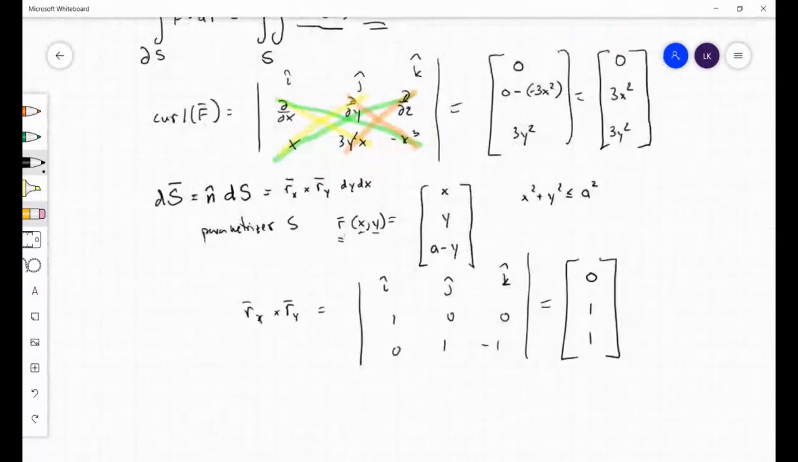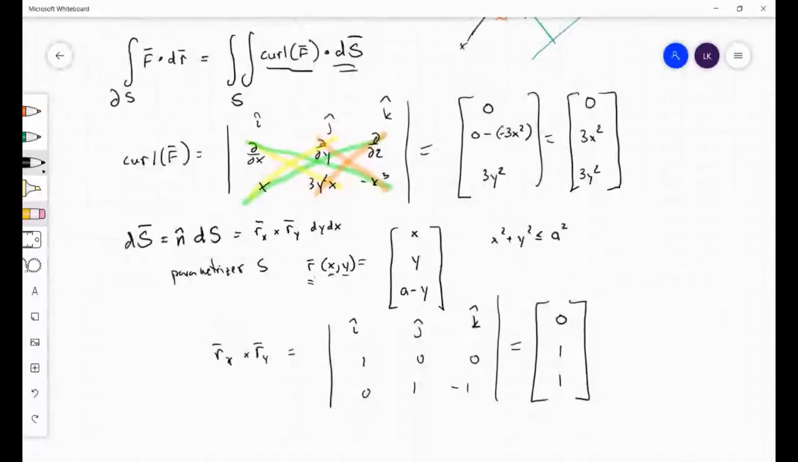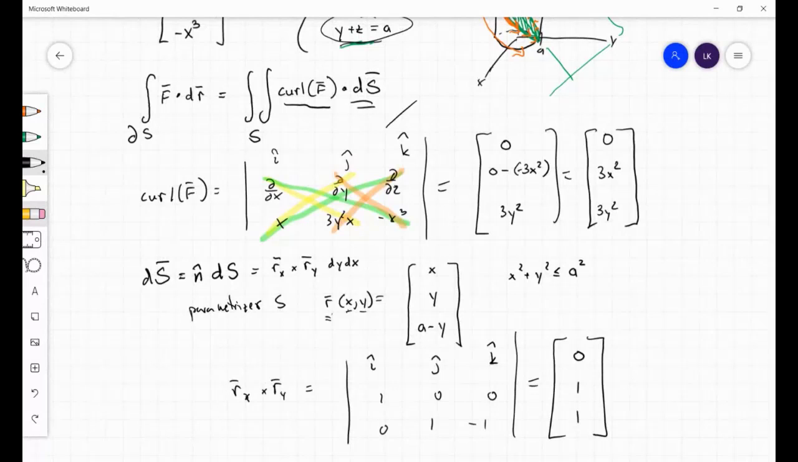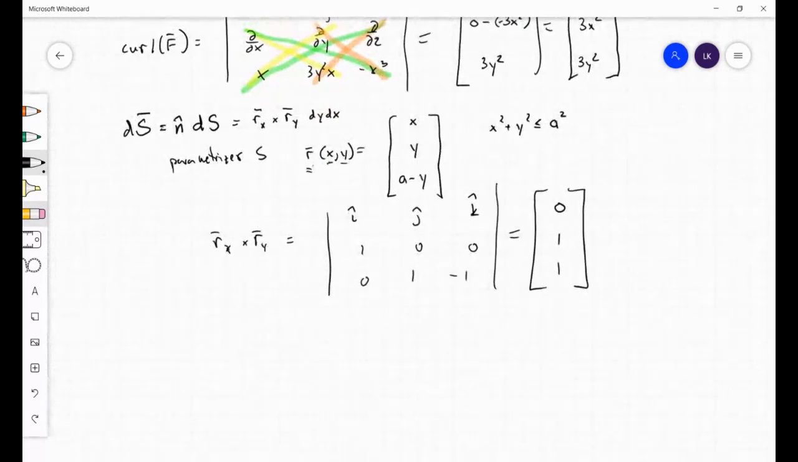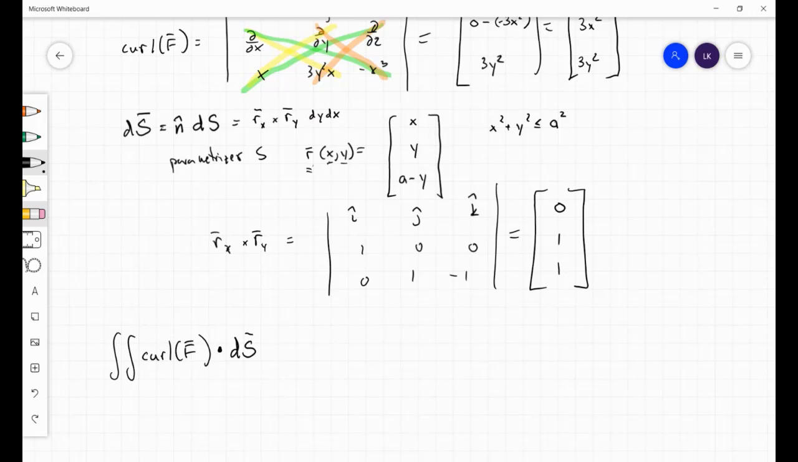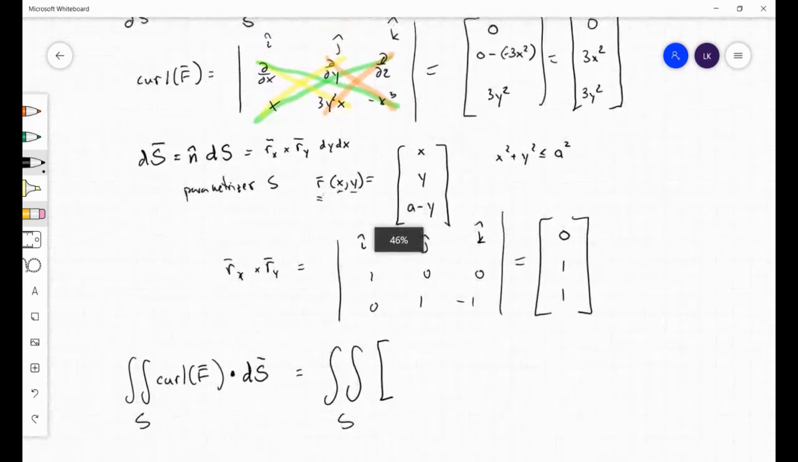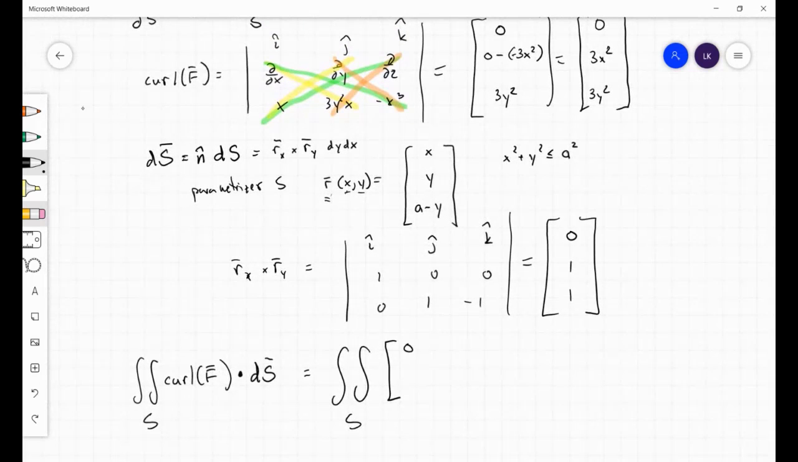All right, so now we're ready to do the right-hand side here of Stokes' theorem. So we have the integral over S, curl of F, dotted with that differential area element with unit normal. So we have the curl computed already, the curl of F. And then dS, which was this cross product, dy dx.